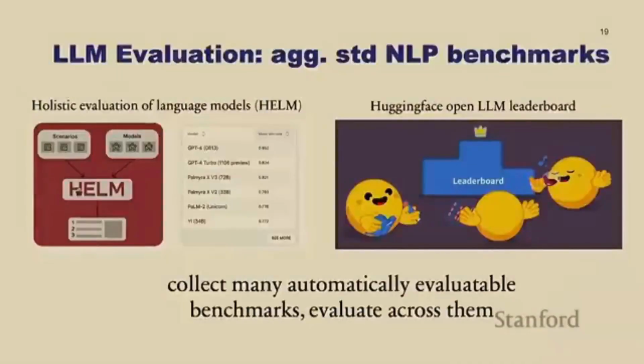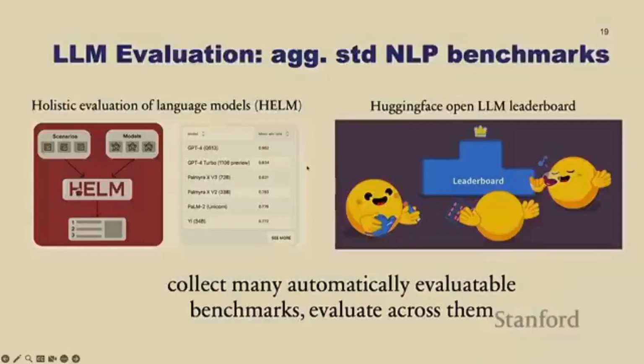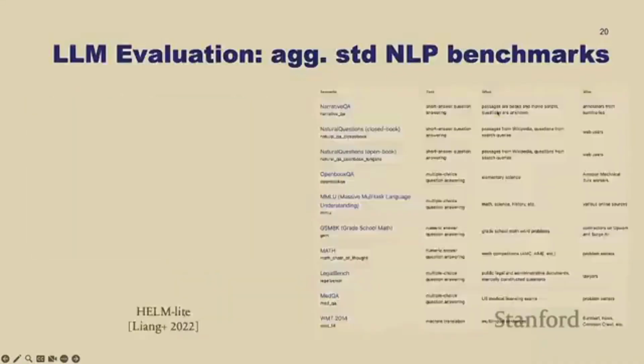Another common way, and now more common in academia, of evaluating these LLMs is by taking all the classical NLP benchmarks, and I'll give you a few examples later, and aggregating everything. So collect as many automatically evaluatable benchmarks as possible and evaluate across all of them. Two such benchmarks are HELM, which is from Stanford, and the Hugging Face Open LLM Leaderboard, which are probably the two most common ones right now.